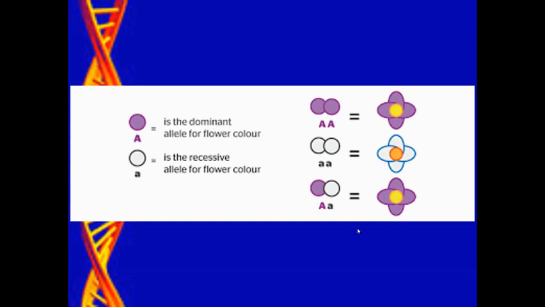All right, so here's just kind of an overview of all that information. So you see on the left here, a capital A is representing dominant. It is the dominant allele for flower color, so this one is purple. White is the recessive allele for flower color, and it's represented by a lowercase a. So if you have 2 copies of the dominant allele, capital A, you'll have a purple flower. If you have 2 copies of the recessive allele, lowercase a and lowercase a, you will have a white flower. And if you have 1 copy of each, capital and lowercase, then you will have a purple flower.